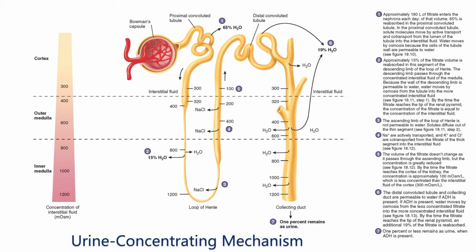The distal convoluted tubule and the collecting ducts are permeable to water, and if ADH is present, water moves by osmosis from the less concentrated filtrate into the more concentrated interstitial fluid. By the time the filtrate reaches the tip of the renal pyramid, an additional 19% of the filtrate is reabsorbed. Then 1% or less remains as urine when ADH is present.